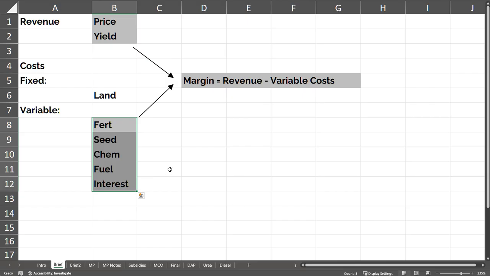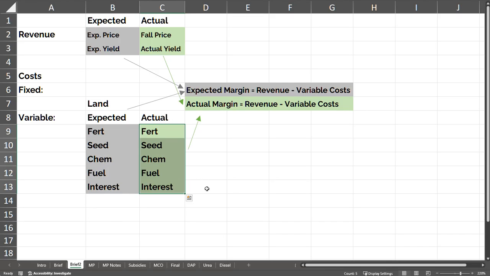So margin is a function of your revenue and your variable costs. Obviously we have revenue making up a big part of that. We're familiar with that from revenue protection. We have the price and the yield affecting our overall revenue. As far as costs go, we have fixed costs and we have variable costs. The biggest variable costs like fertilizer, seed, chemical, fuel, those are included in these margin products. And so that's what they're trying to protect. They're trying to protect against moves in that margin.